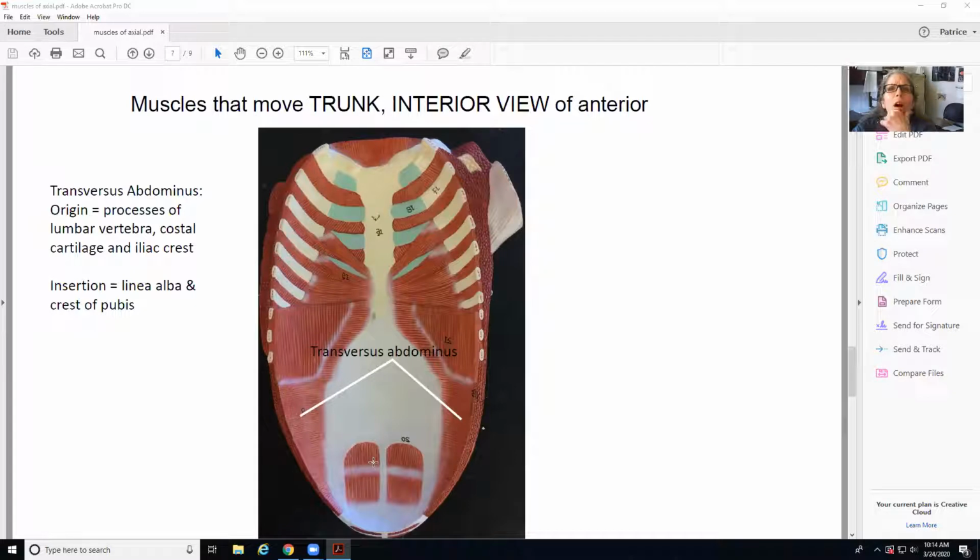Now, I don't often, again, ask students to tell me about the origins and insertions of these muscles that move the trunk, these abdominal muscles, only because they're not always so obvious to students. Now, all the muscles that move the trunk, right, and again, they're abdominal muscles, they make up the abdominal wall, all of them do the same action. They all are able to compress the abdominal cavity.